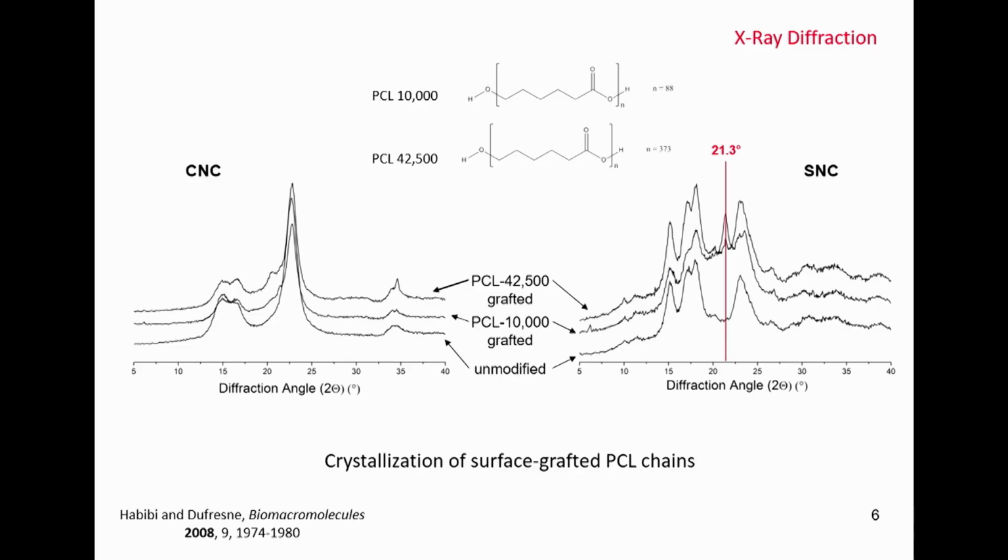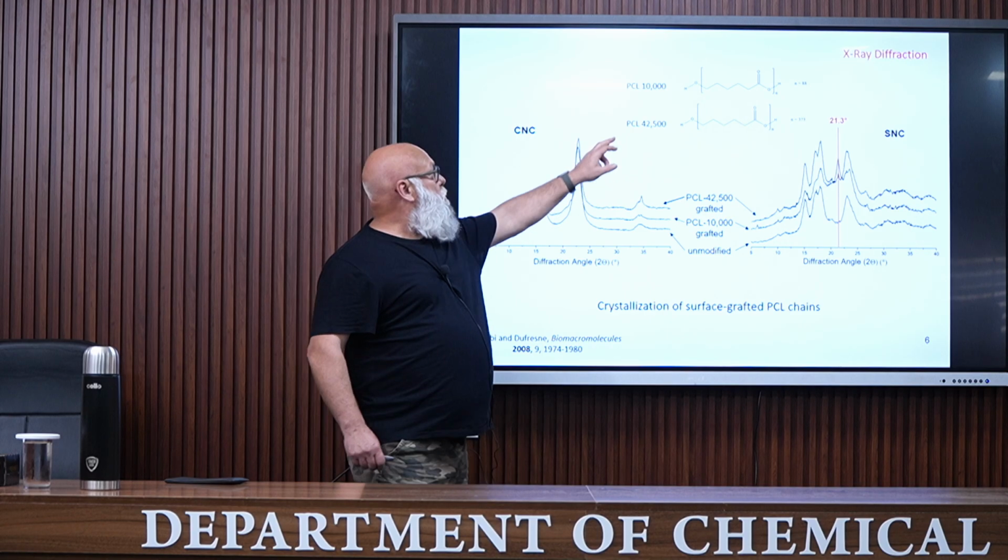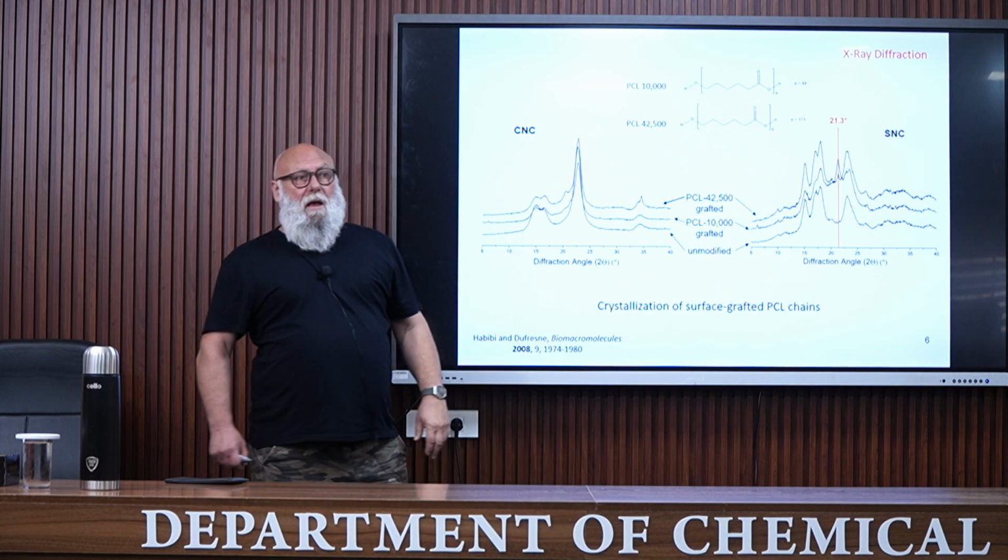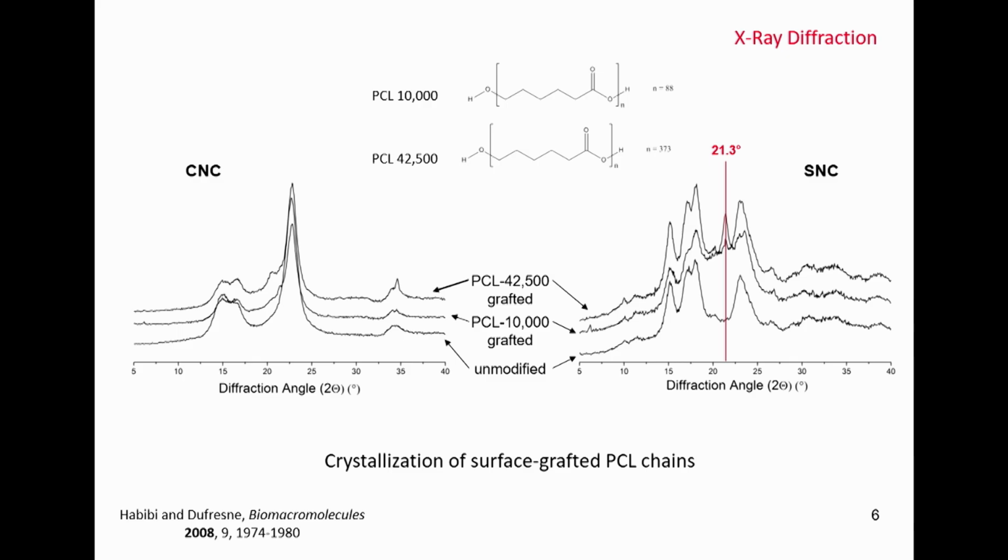This is another example which is similar, except that in this case, polycaprolactone with two different molecular weights have been grafted on the surface of either cellulose nanocrystals or starch nanocrystals. It was a grafting onto approach.